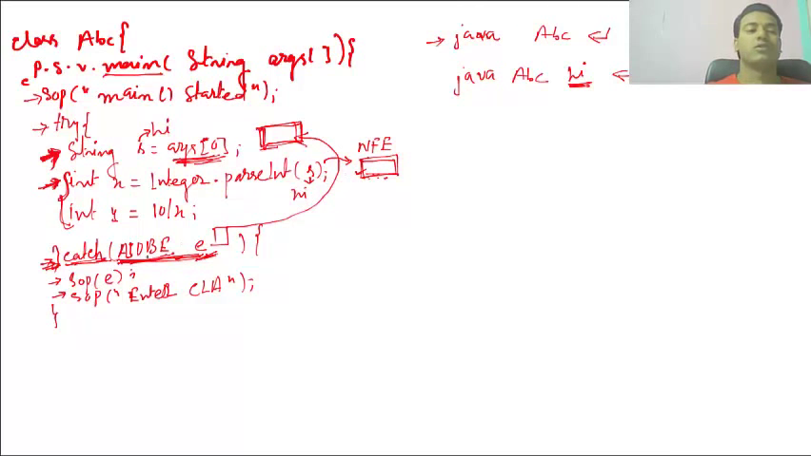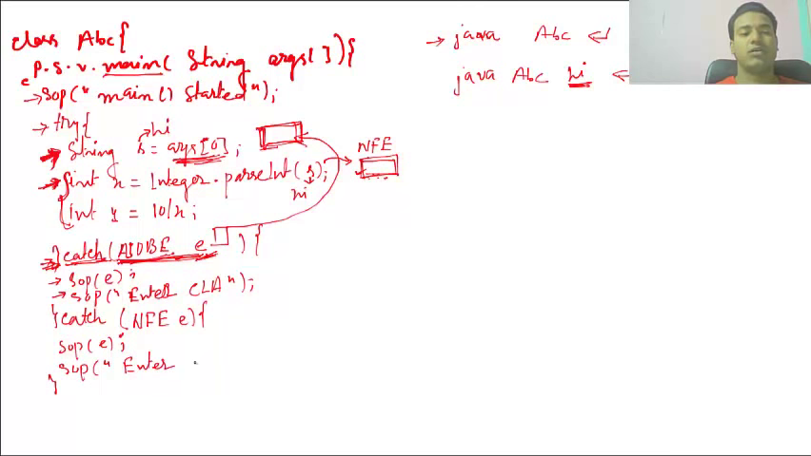So to handle this exception, what we have to do here is take one more catch block, and in this the reference variable type should be NumberFormatException. So this is e. Here again I'll write a SOP statement printing e, and another SOP statement: enter one int value as command line argument, right? Enter one integer value as command line argument.